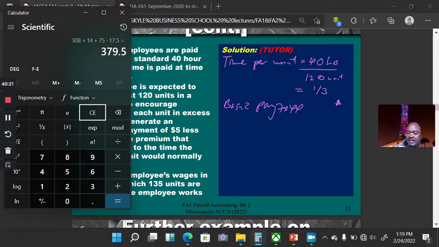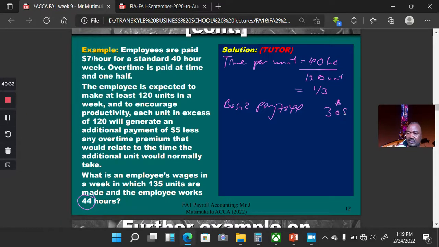7 by 44. That's 308 per week. And this particular week, their pay was $7 per hour multiplied by 44 hours. That's 308. And then we have to include the overtime premium.